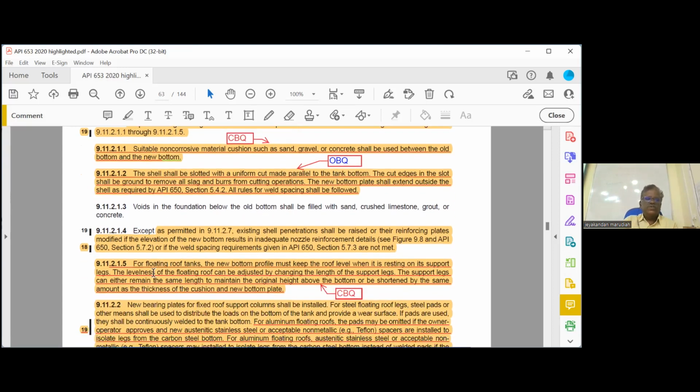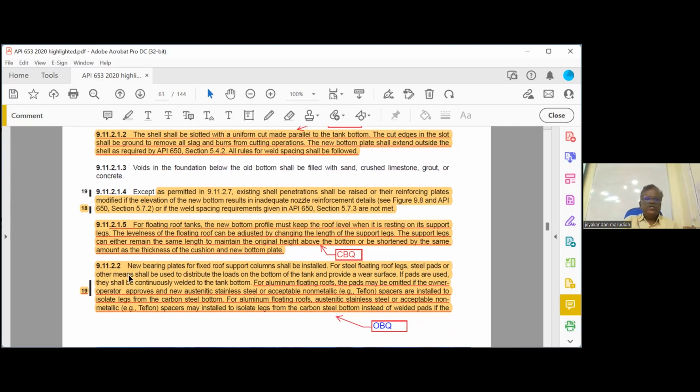Then this is also as I told you, 9-11-2. For floating roof, the new bottom profile must keep the roof level when it is resting on support. The levelness of the floating roof can be adjusted by changing the length of the support leg. Support leg we can cut and adjust. The support leg can remain the same length to maintain the original height, or you can cut it or you can leave it also. That is important.